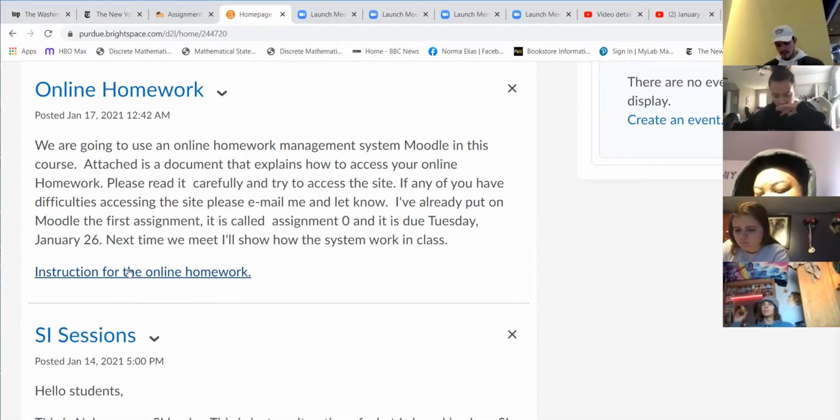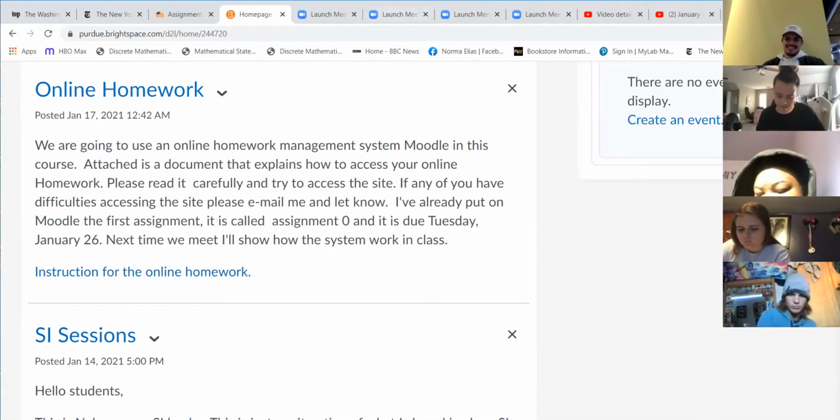So all the instructions are here. You click on instruction for the online homework. You get 3 or 4 pages of instructions. I think they are very well written because they are basically written by the person who is administering all this stuff. So he wrote it very well, and follow the instructions verbatim. Okay, and if nothing is working for you by following the instructions, then you let me know and we see what we can do after that.